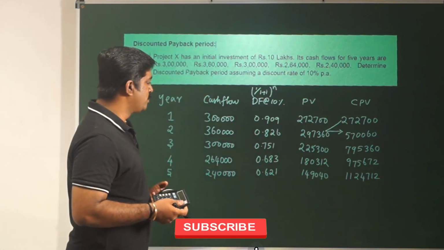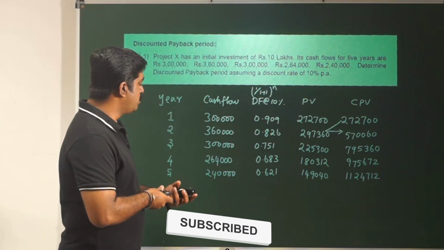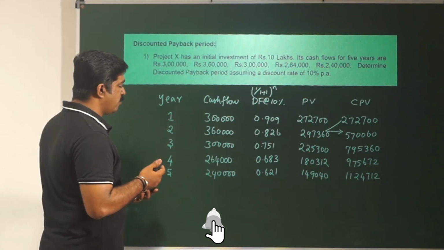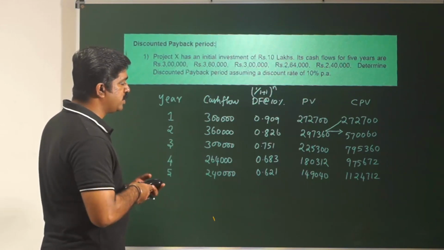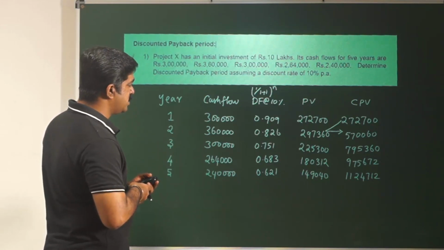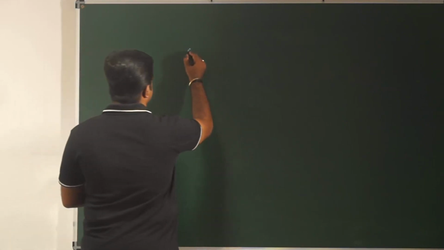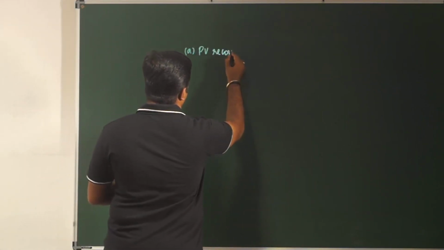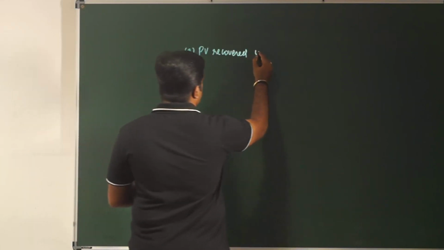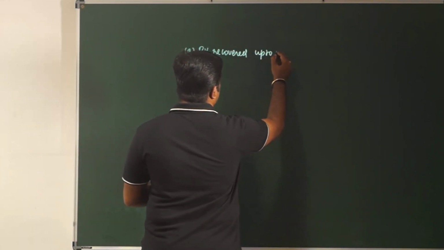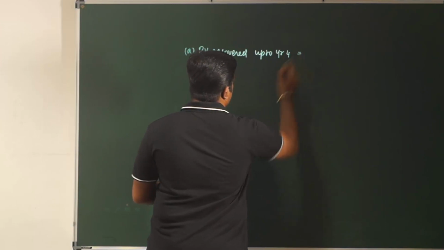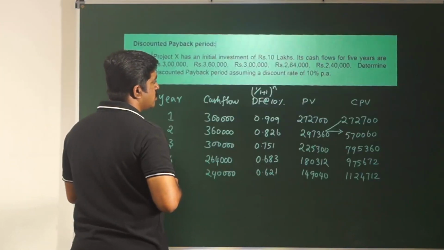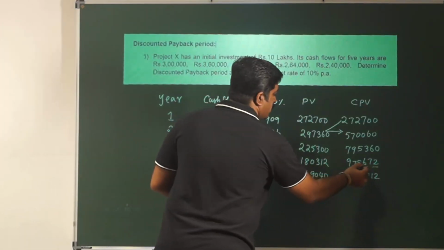So what should we do? We should find out how much should be recovered between year 4 and 5, because we know what the recovery is up to year 4. So we'll capture that. Item A, PV recovered up to year 4. What is the amount? We know it is 975,672.